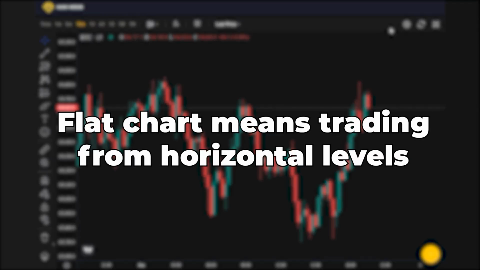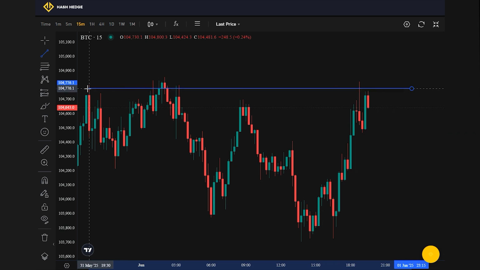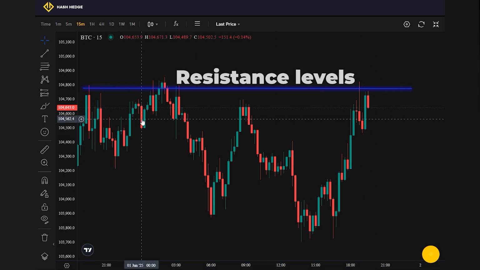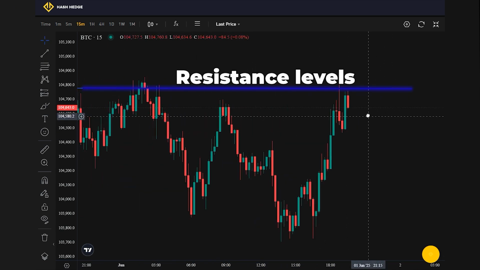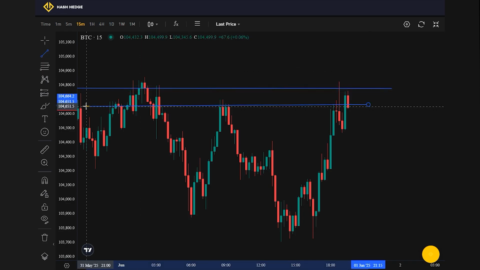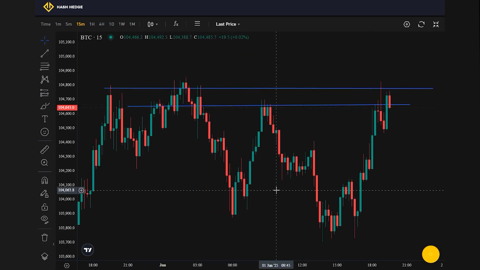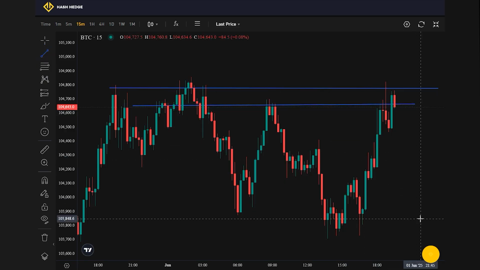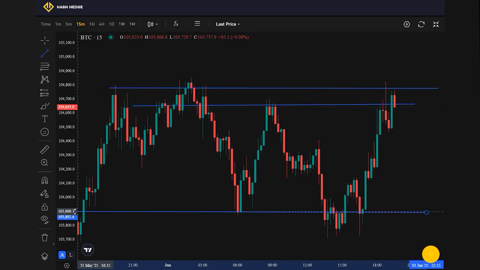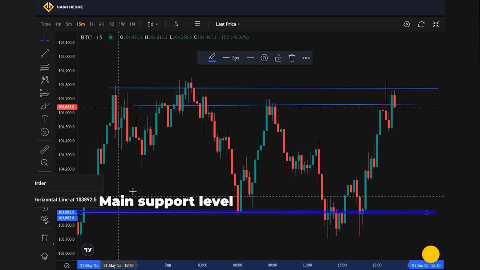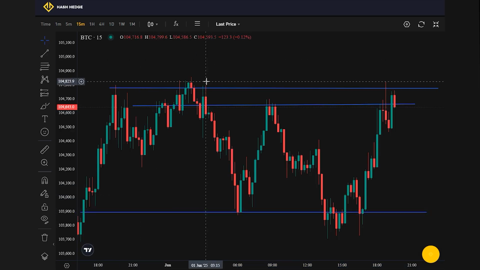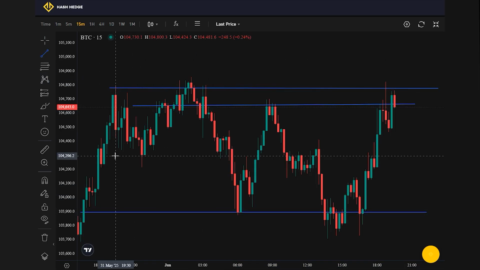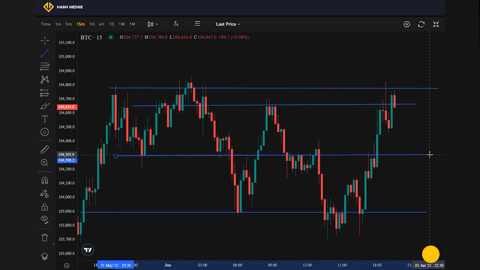Let's start from the opposite. If we see that the chart is flat, it means that we are acting from horizontal levels. We look for local resistance levels on the chart from which the chart has bounced down in the past and plot them on the chart. Here, let's say we plot them on a graph. Here's the intermediate resistance. Here, for example, we can mark the main support level. We're not going to fully break down the chart right now. It's just for the sake of understanding. Because when the chart is flat, we mark horizontal levels and wait for a bounce from them.